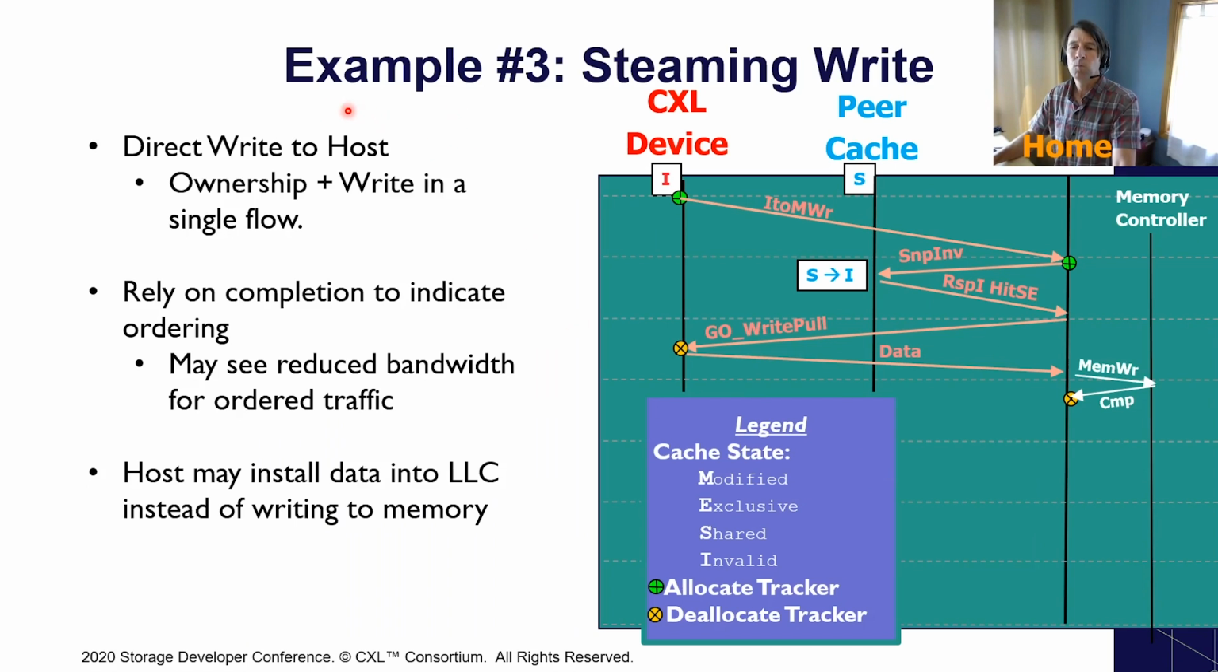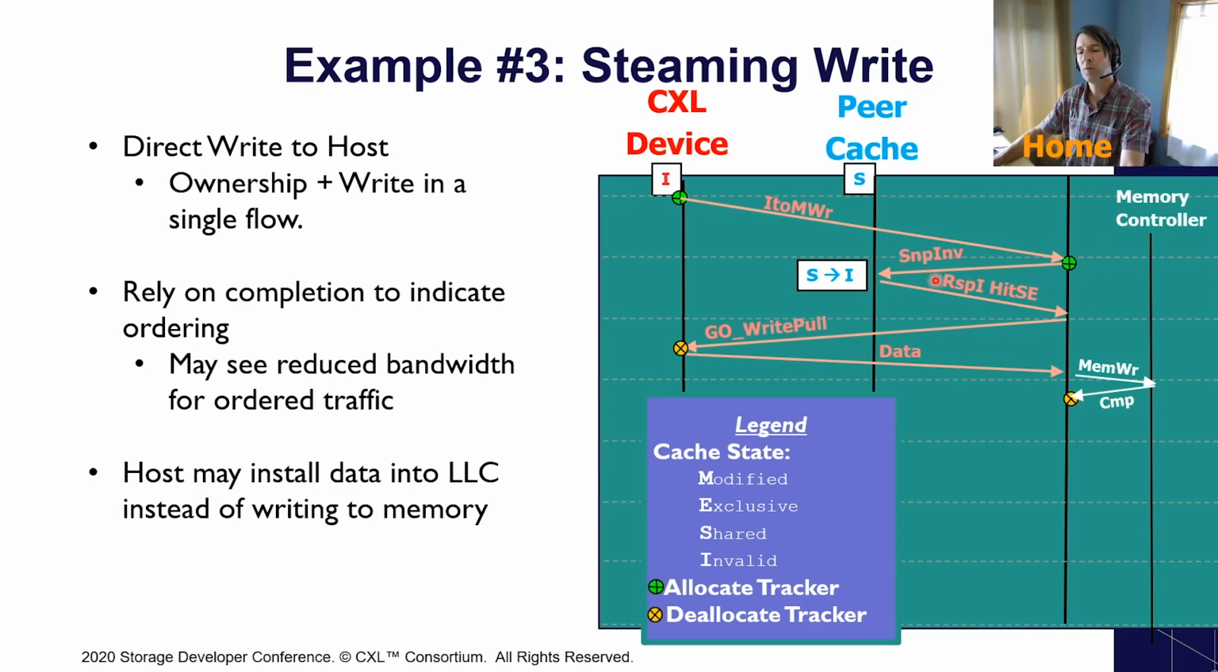And then the final example I have for CXL.cache is what I refer to as streaming write transactions. These are write transactions from a CXL device where it wants to do a single step write, where it wants the home to handle getting the ownership and write as a single flow rather than having to allocate space in its cache. In this example, we will see that the request is called I to M write. This is sent from the device to the home.